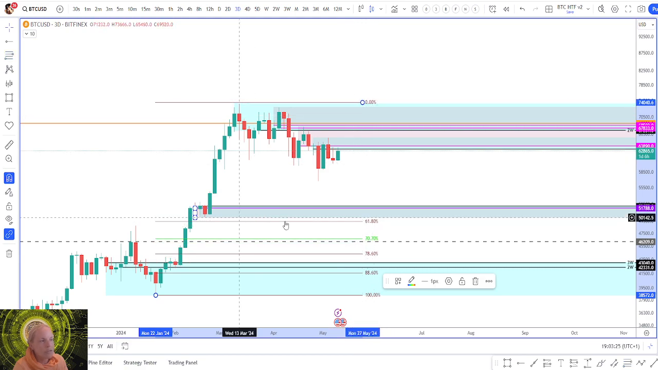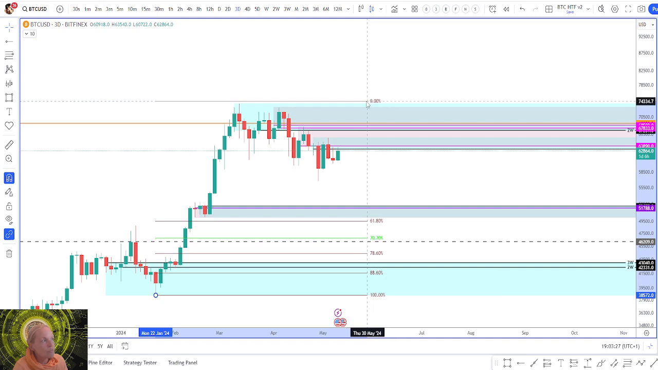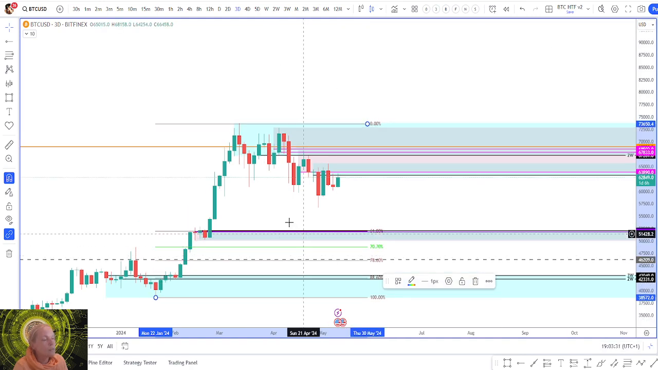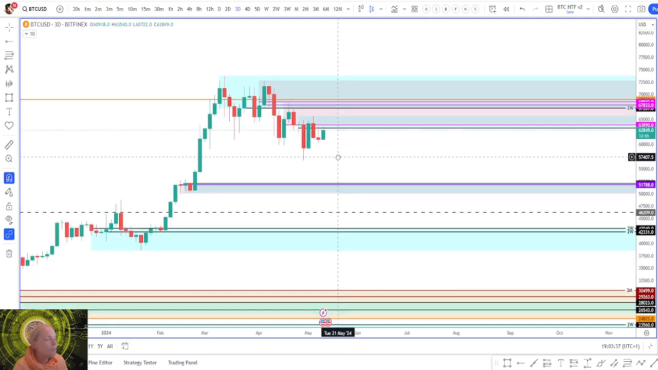Is this at the 61 golden fib zone? In this case, no, it isn't, or am I on the log scale? So it's perfectly aligned with it on the linear scale. So you may say, okay, well, it's a 61 fib, you can try and trade that zone as well.